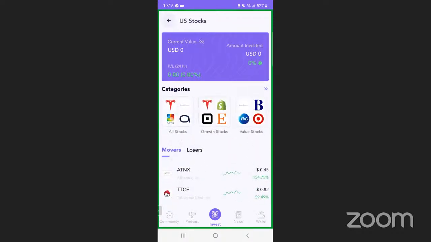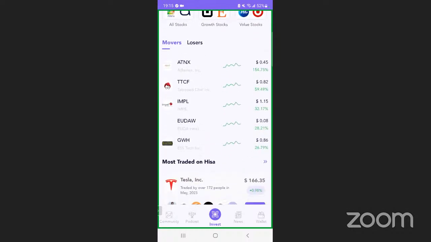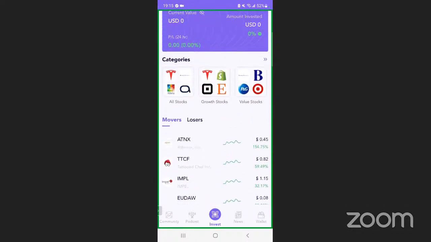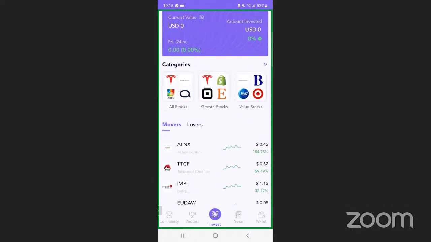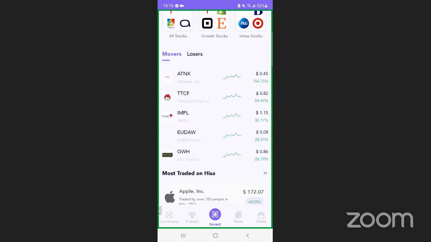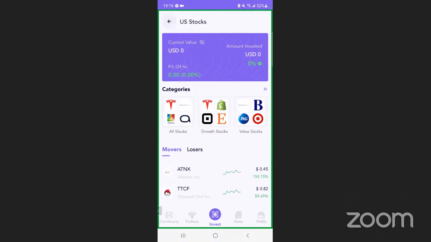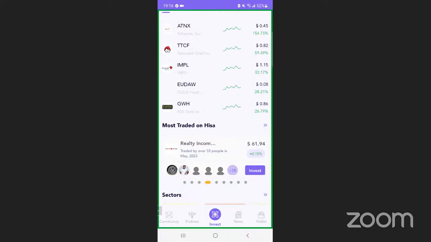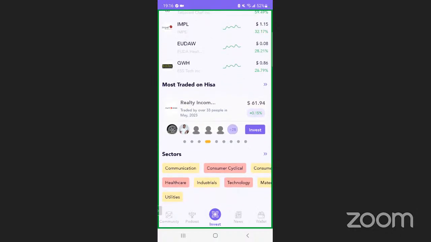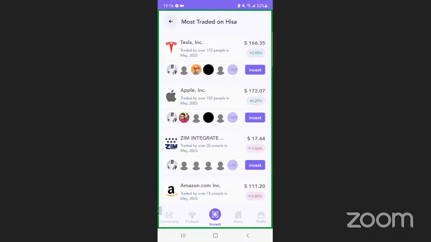So on the other hand, let's say you don't have any idea on how to buy stocks, which stocks you would like to start with. So what you will do, you can come here. So under US stocks, just scroll down and you'll be able to see some of the most traded stocks on Hisa. Let's click on most traded stocks just to get an idea of which stocks guys are buying. So one of the most traded stocks on Hisa this month has been Tesla.